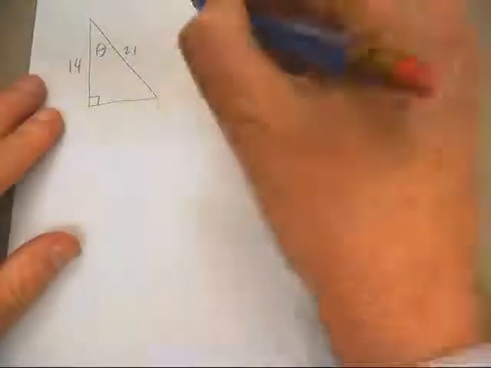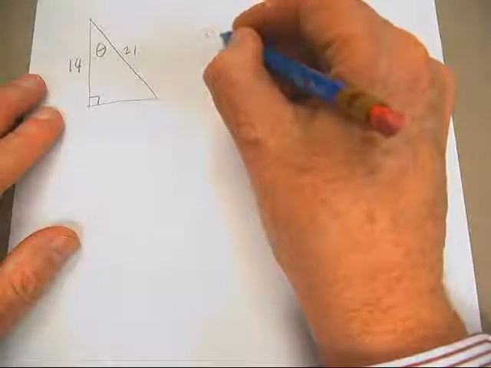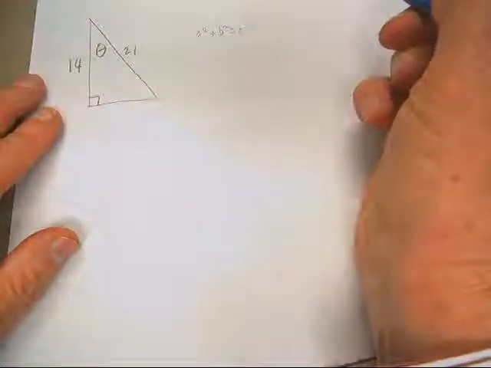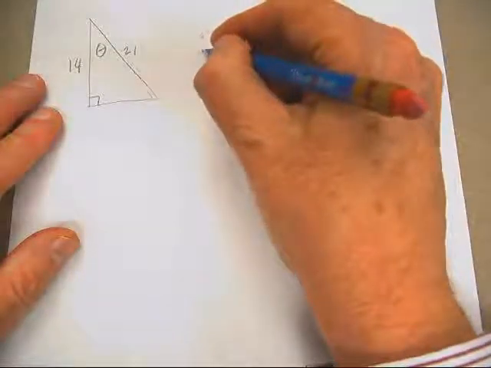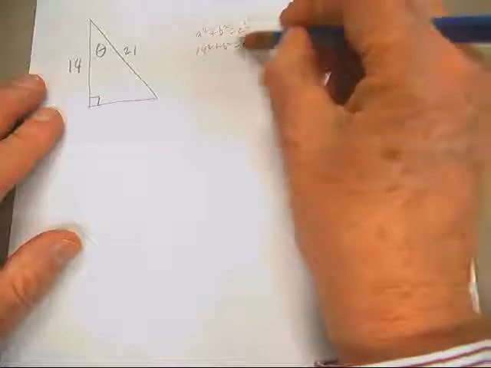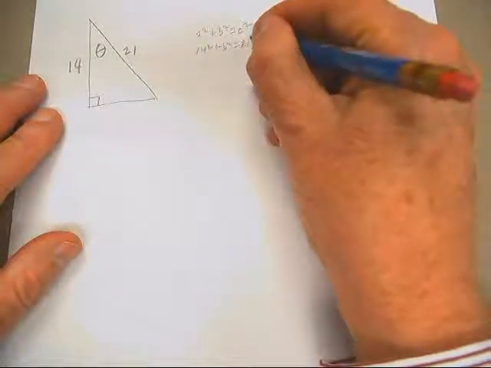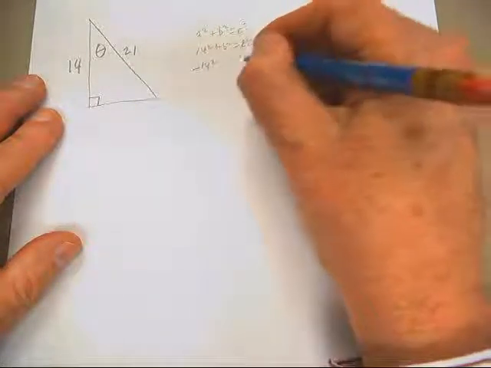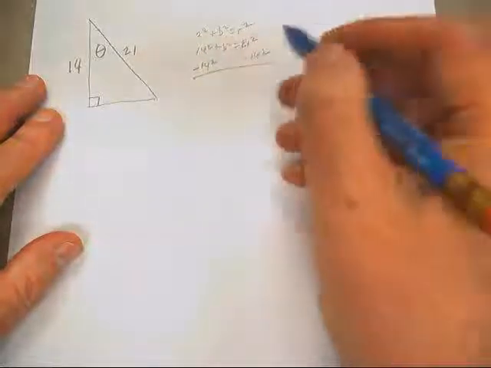Okay, here's one where you got to subtract instead of add. Please think about this. A squared plus b squared is c squared. Don't necessarily need to write this. 14 squared plus b squared is c squared, which is 21. Subtract 14 squared. Right? Everybody see why we have to subtract?